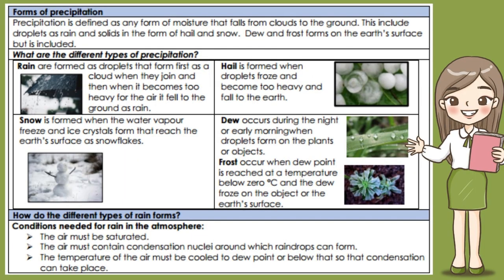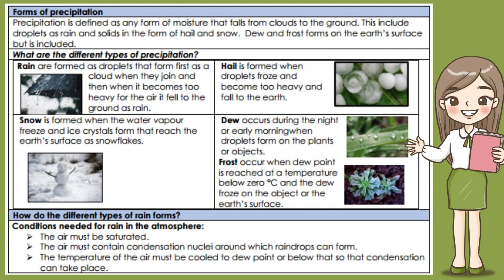Forms of precipitation. Precipitation is defined as any form of moisture that falls from clouds to the ground. This includes droplets as rain and solids in the form of hail and snow. Dew and frost form on the Earth's surface, but are included. What are the different types of precipitation?